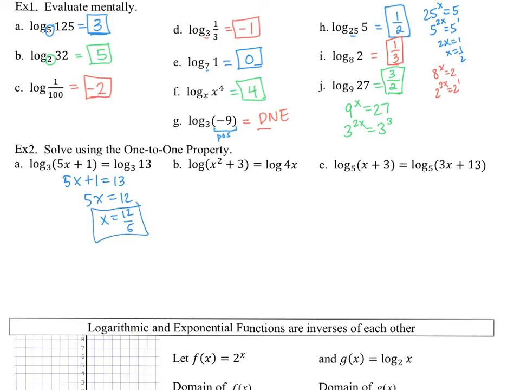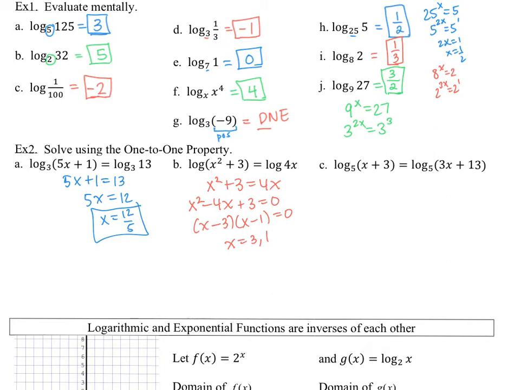Okay, I'm going to do the same thing on the next one. It says the log of x squared plus 3 equals the log of 4x. Since their logs equal to each other, then it must be true that their arguments are equal to each other. Yeah, I'm going to put this in standard form so I can factor it. Okay, I got x is 3 and 1.